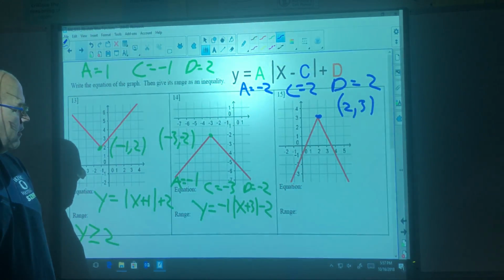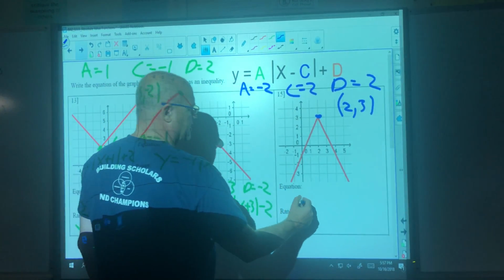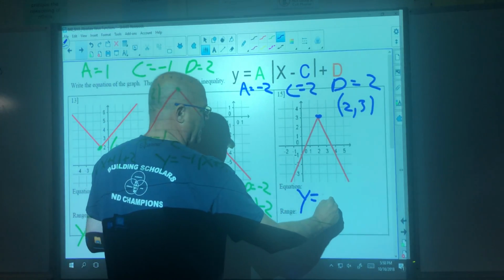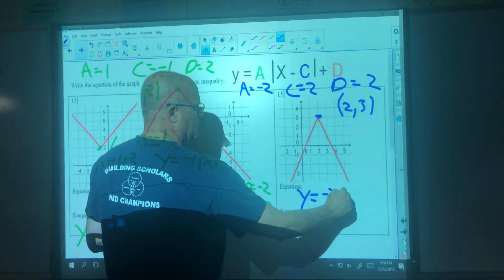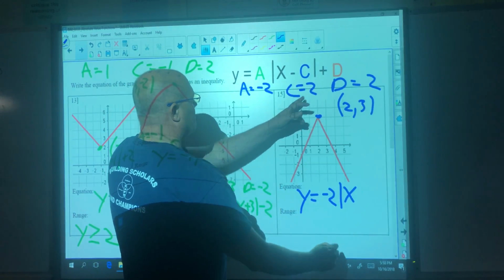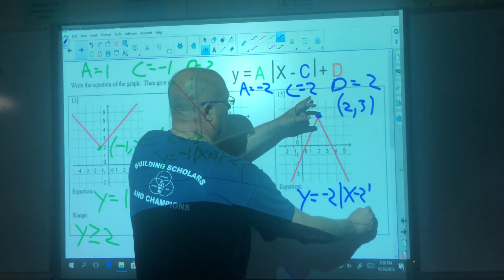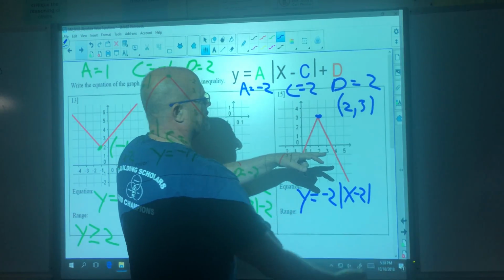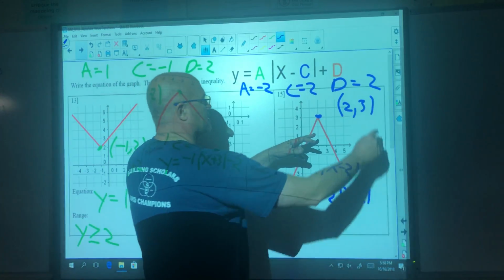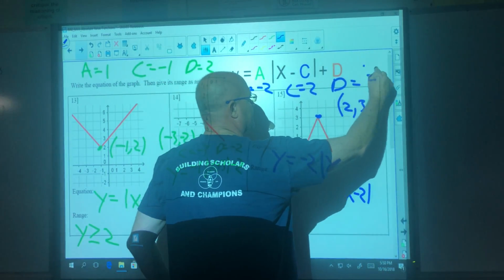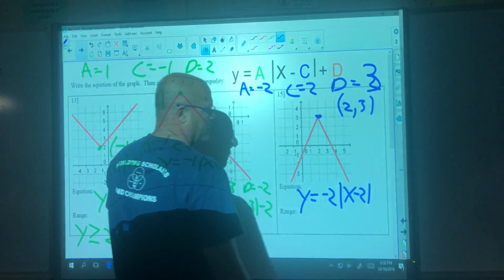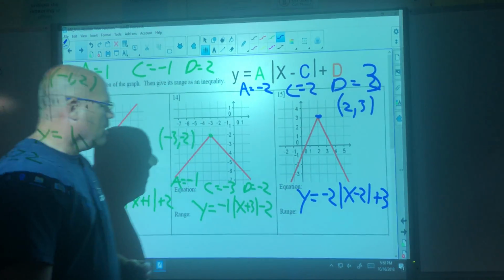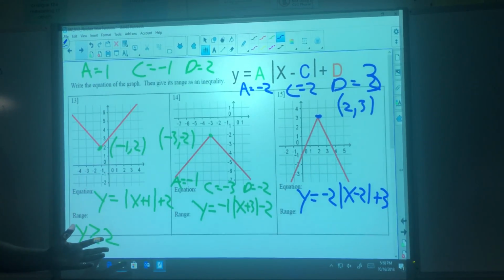All right, name that function. Function is going to be y equals negative 2 times the absolute value of x minus 2, and then it's going to be... uh-oh, you see my mistake I made? Hope you caught my mistake. D is 3 here. Sorry. D is 3, right? So plus 3. Sorry about that. All right, so there's our function.